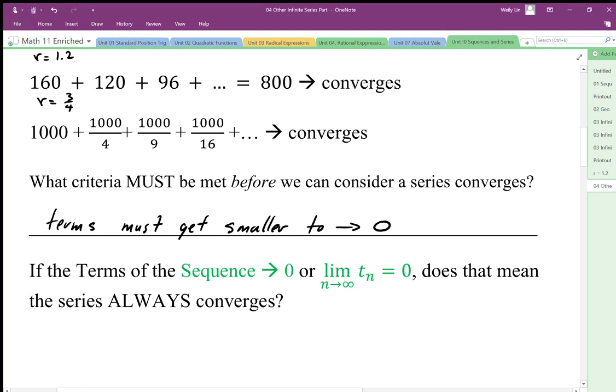So this last question here is that if the terms of the sequence go to 0, does that mean that the series always converges? Well, the answer to that would be no, because there are some series where the terms go to 0, so we're adding up terms that eventually go to 0, but we're adding an infinite number of terms, and because it doesn't go to 0 fast enough, the series does not converge. So we'll take a look at a couple of those.